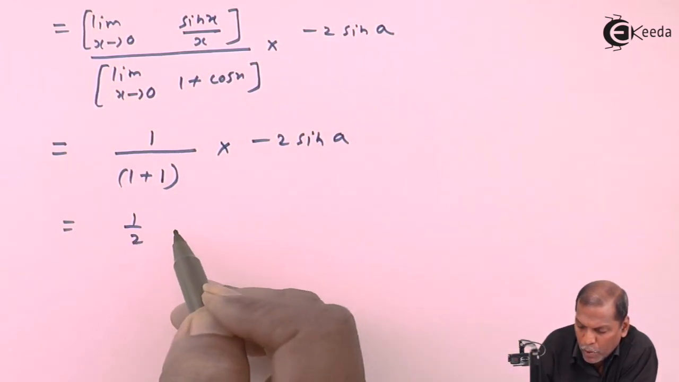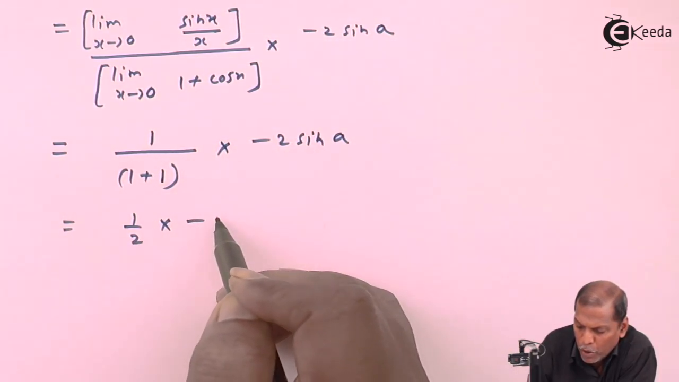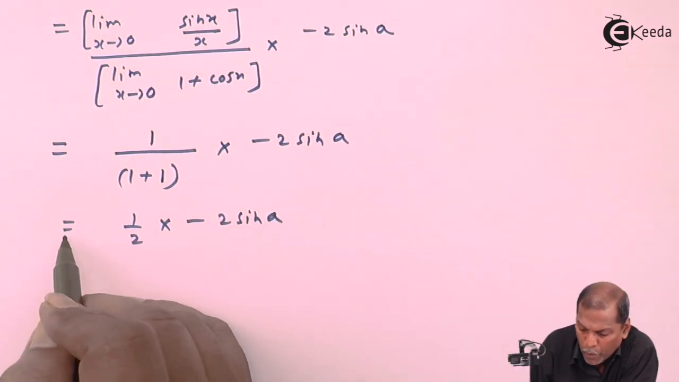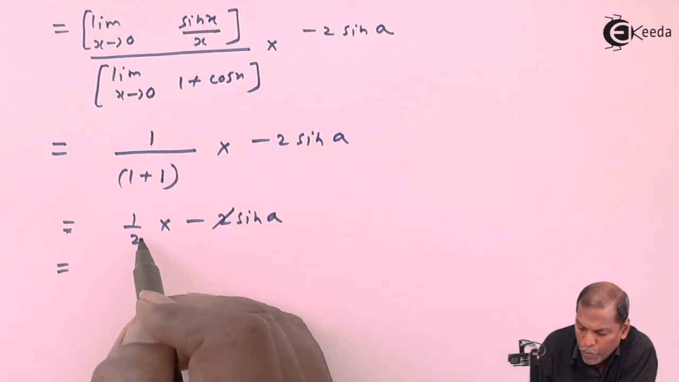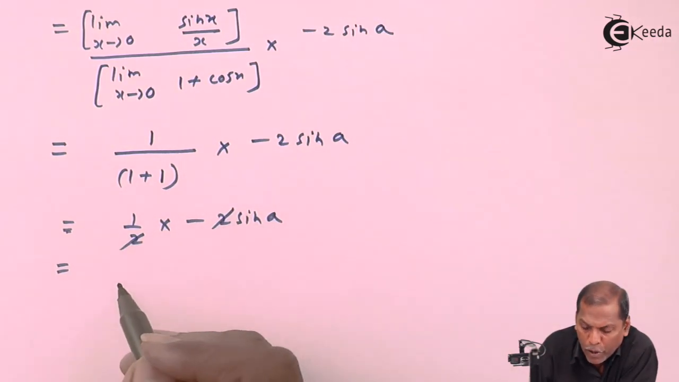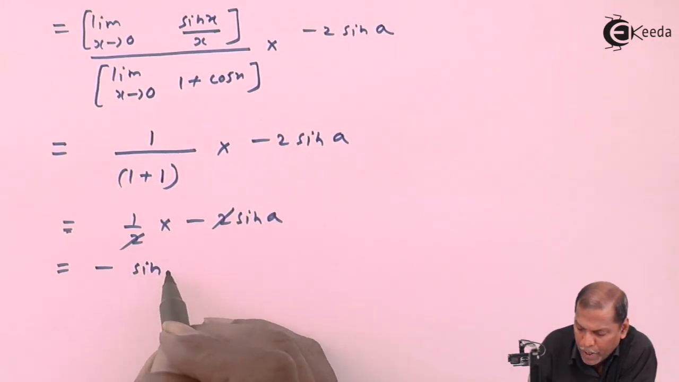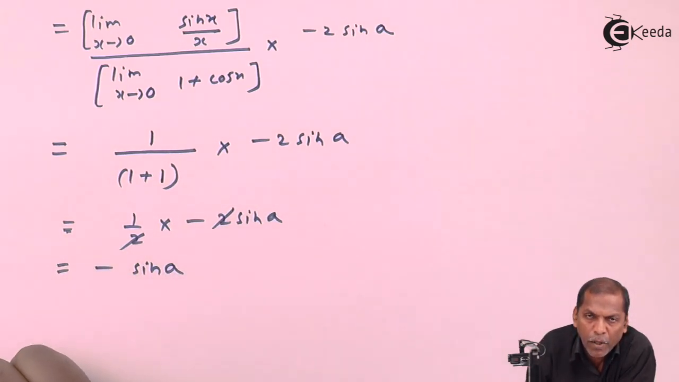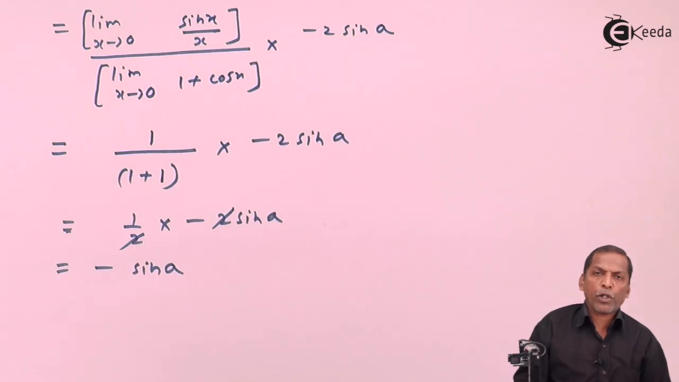So that equals 1 upon 2 into minus 2 sin a. Now here we cancel 2 from the numerator and denominator. So finally we get minus sin a as the final answer. So this is the required solution for the given problem. Thank you.